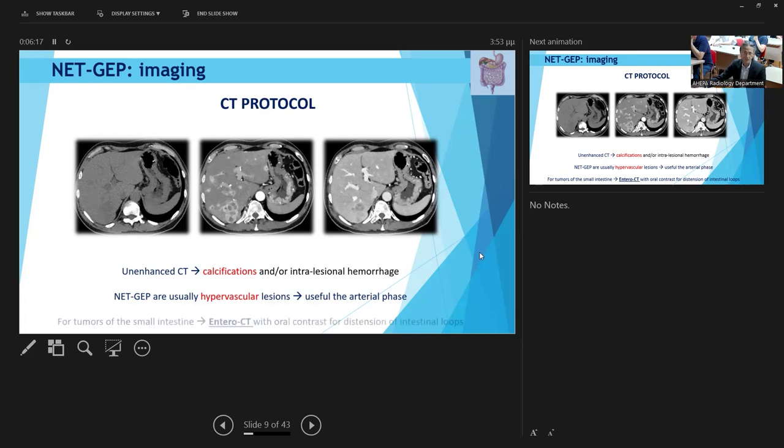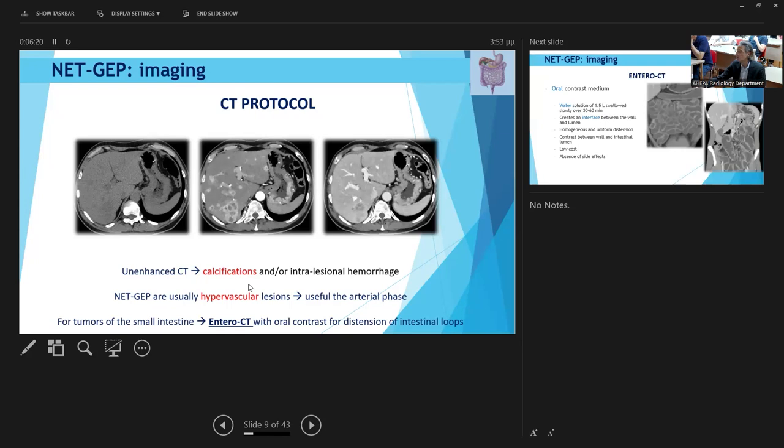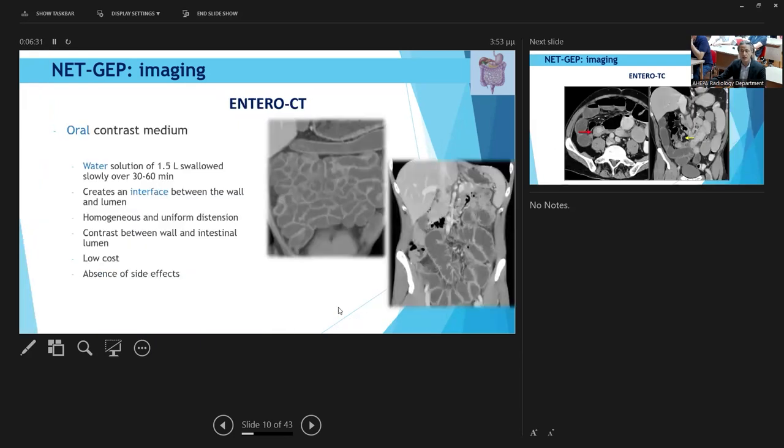But in those patients in which we have the suspicion of a small bowel neuroendocrine tumor, we should perform the entero CT study. That means that we must dilate the small bowel through the administration of an oral contrast solution, a water solution. In our institution, we usually offer the patient 1.5 liters of oral solution that must be administered in a fractionated way. Every 40 minutes, we give the patient half a liter of water solution. And then the acquisition must be done in prone position in order to increase the pressure inside the bowel loops.